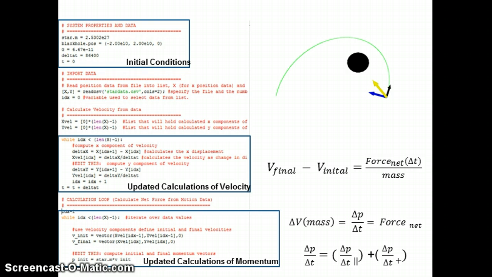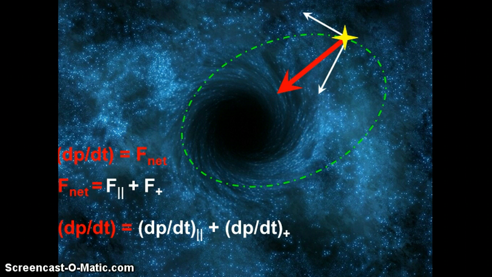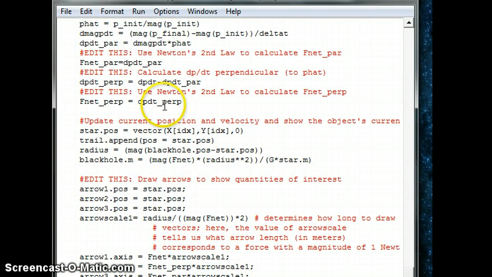The change in momentum of the object has two components, both parallel and perpendicular. The parallel component determines the change in speed of the object, and the perpendicular component determines changes in the direction of the object. In space, I assumed the only force acting on the star was from gravity, and that the parallel and perpendicular components of the momentum are affected by the parallel and perpendicular components of the gravitational force, respectively.